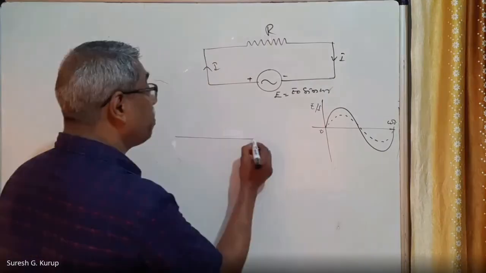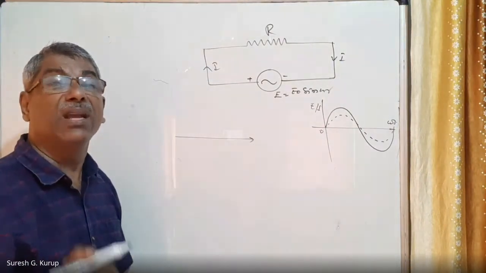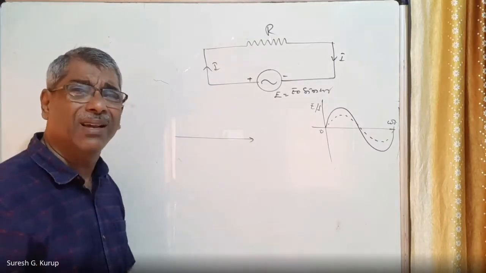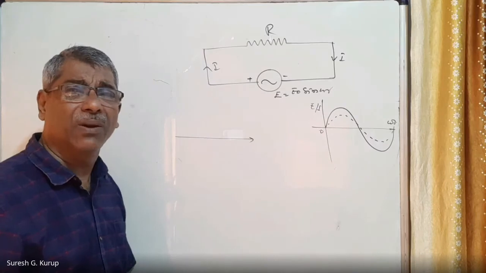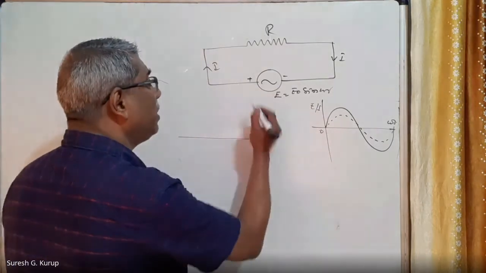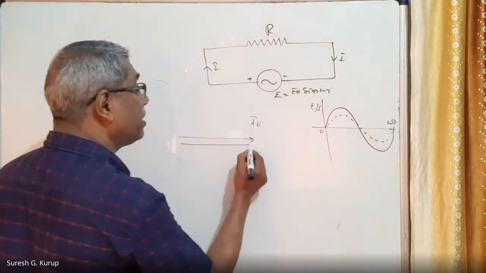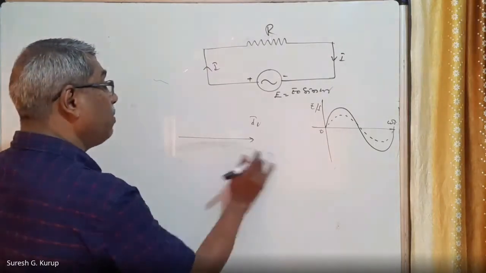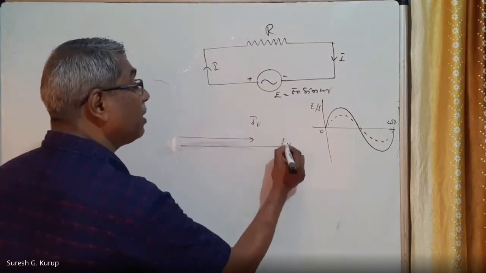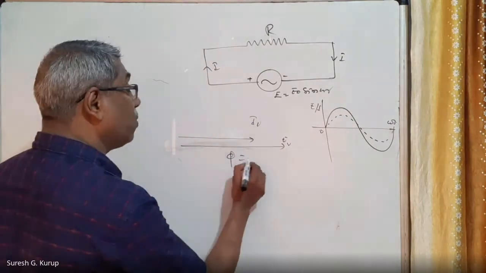Practically, the phasor diagram is made with Irms and Erms, not I0 and E0. But theoretically, it is said that the length must be taken as I0. But for practical purposes, we take this as Irms. Then what is Erms? Erms is like this, and it will always be bigger. This is Erms. Erms and Irms are parallel, therefore phi is equal to 0.